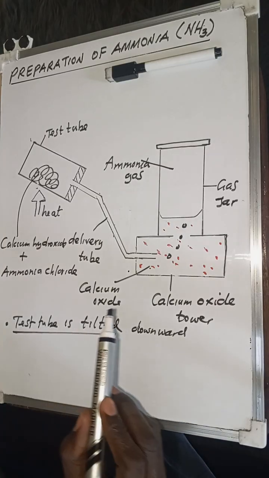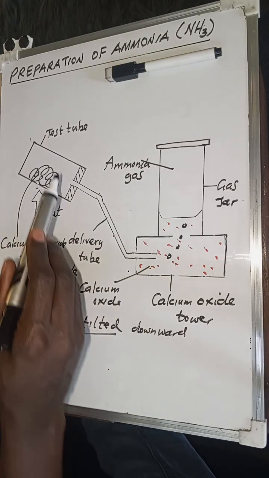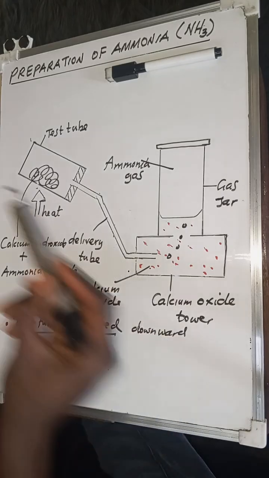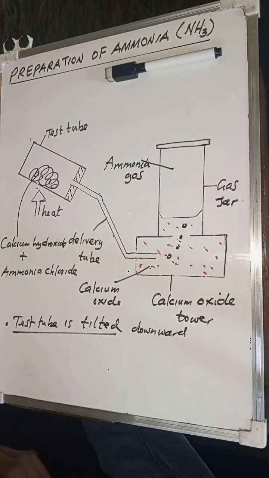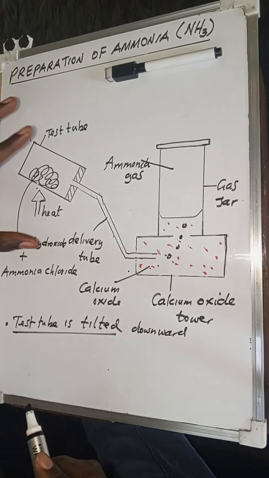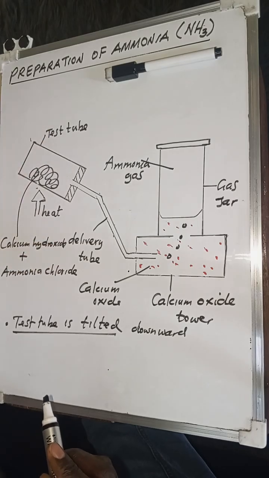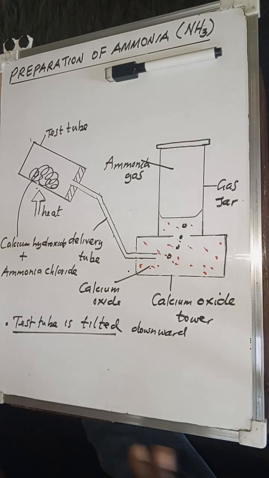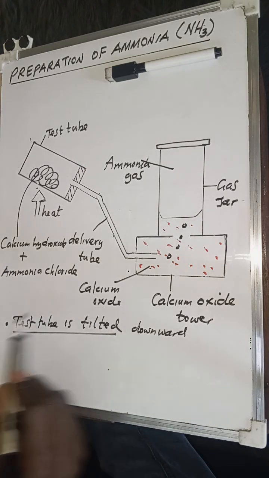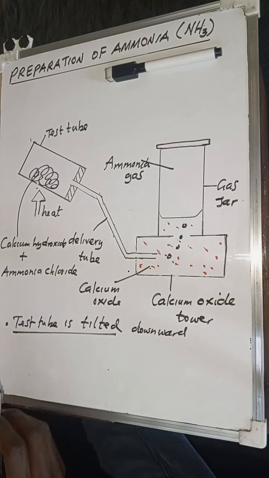We want to prevent water that is formed from this reaction from running back into the reaction mixture, which may boil and cause an explosion. So we do not want the water to run back into the reaction mixture, boil, and later on cause an explosion. No wonder the test tube is actually tilted.